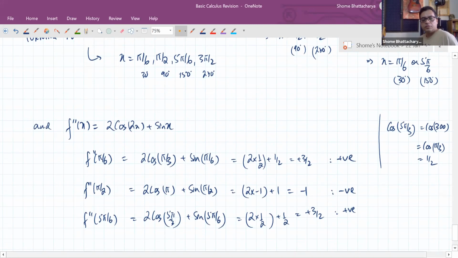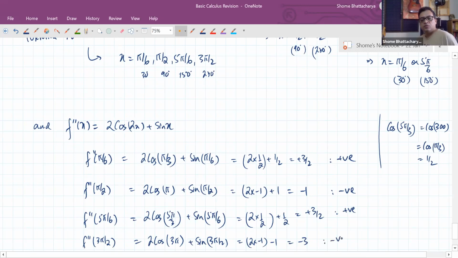And likewise, f double prime of 3 pi by 2 will be equal to 2 cos 3 pi plus sine 3 pi by 2. So that will be again 2 into -1, and this time -1. So that will be -3. So that will again be a negative quantity. So we can see that the two turning points at which the second derivative is positive will become local minima. And the two where it is negative will become local maxima points.